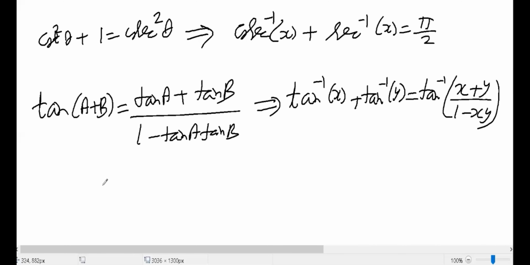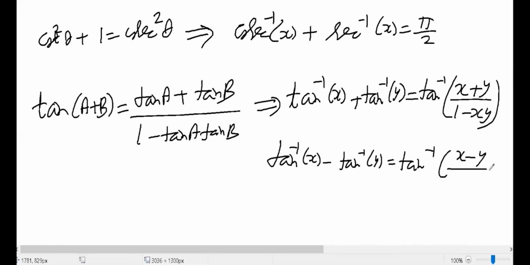This is the most important formula. Similarly, you can write tan inverse of x minus tan inverse of y is equal to tan inverse of x minus y divided by 1 plus xy. This is very useful.